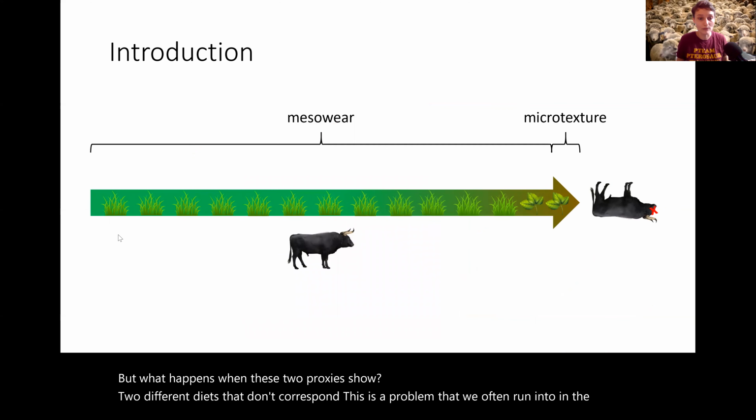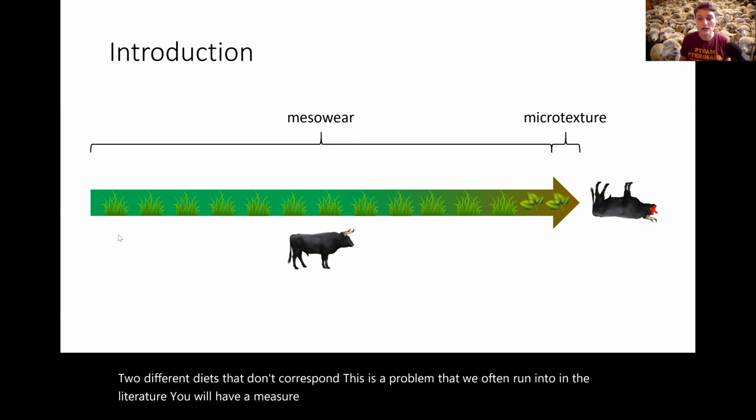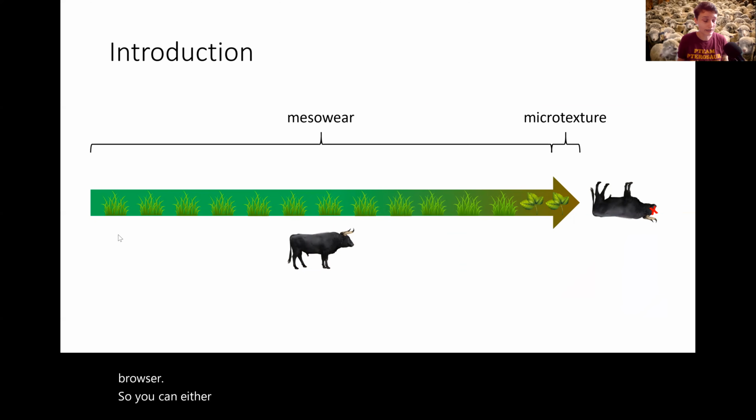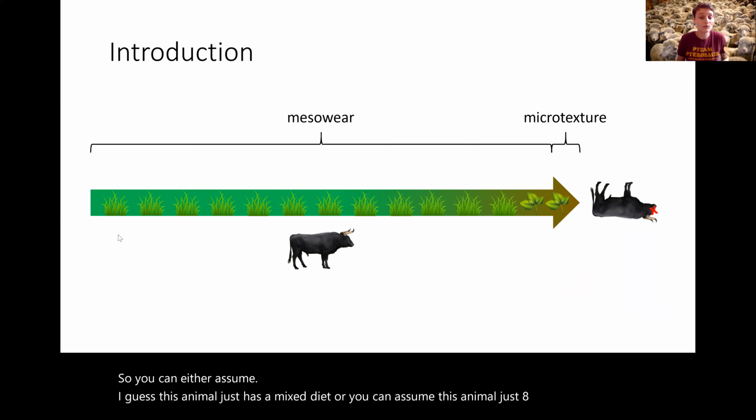You will have a mesowear signal that's showing you an overall grazer signal over the animal's lifetime. But at the same time, you'll have a microtexture signal that's telling you browser. So you can either assume, well, I guess this animal just has a mixed diet, or you can assume this animal just ate browse right before it died. The problem is we don't know.